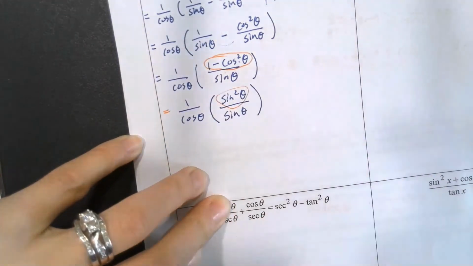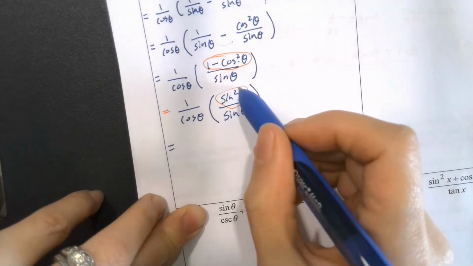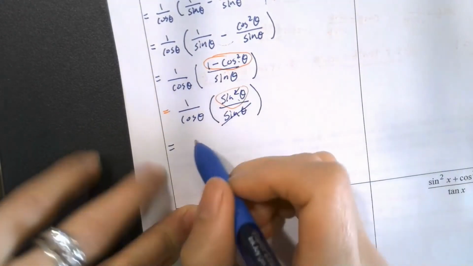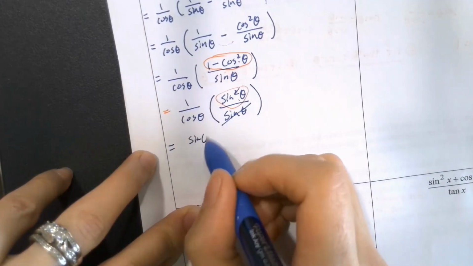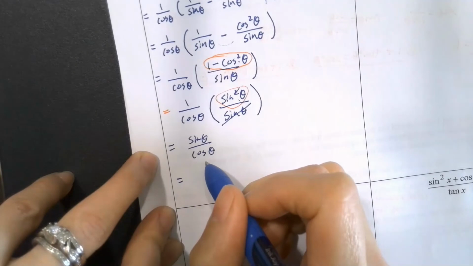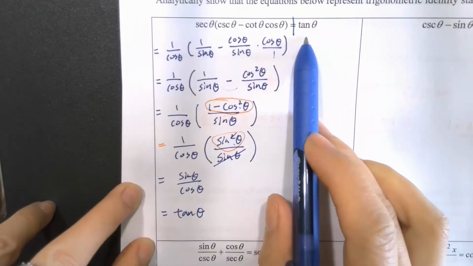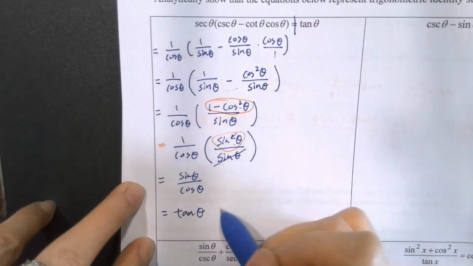And now let's simplify it. Over here you have a sine squared theta divided by sine theta. So one of the sines cancels out. We're left with sine theta over cosine theta. What is sine theta over cosine theta? Tangent theta. That's your final destination. Check.